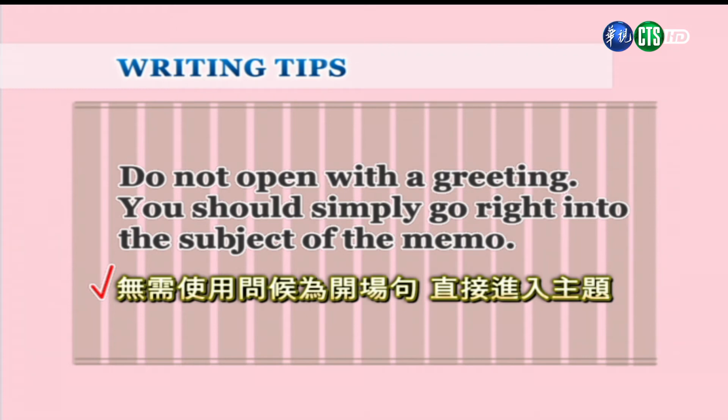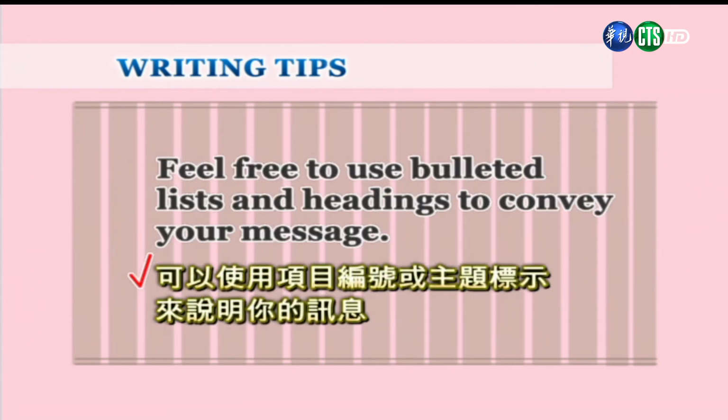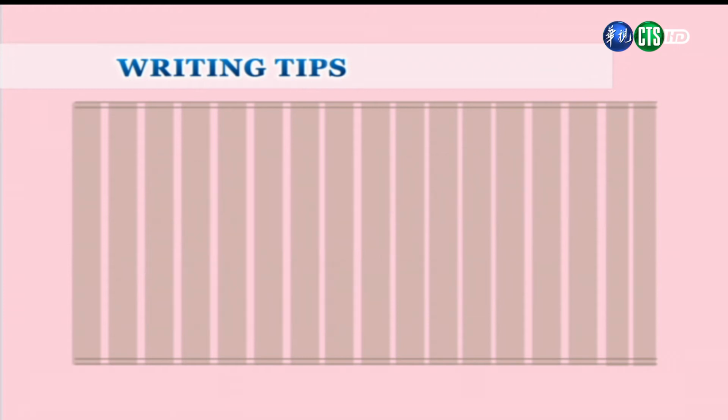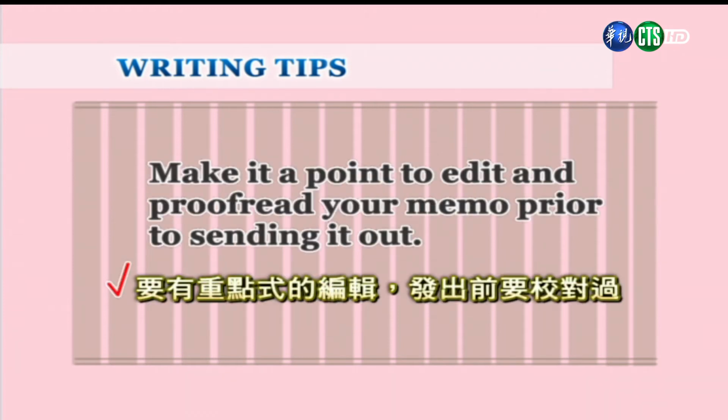You should simply go right into the subject of the memo. 这是很重要的，你就要直接进入到 memo 的重点，不需要再有问候语。再来一个 You feel free to use bulleted list and headings to convey your message. 你可以使用项目编号或者是主题标示来标明你的讯息。Next, you make it a point to edit and proofread your memo prior to send it out.